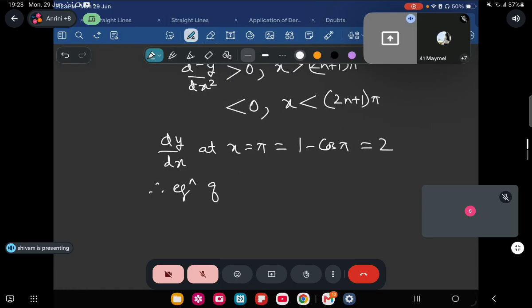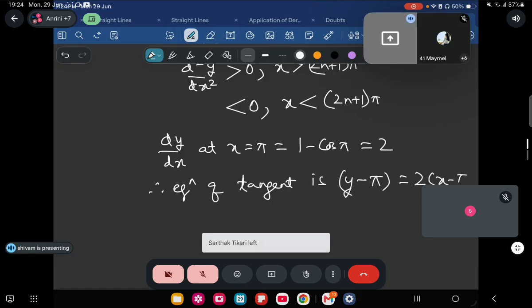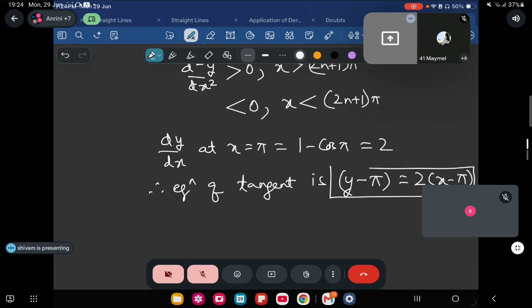Therefore, equation of tangent. Are people getting it? I know the point. I know the slope. Equation of tangent is y minus y1. Wait a minute. y minus pi is equal to 2 into (x minus pi). Tell me, is it clear to everyone? Are you people getting it, yes or no?